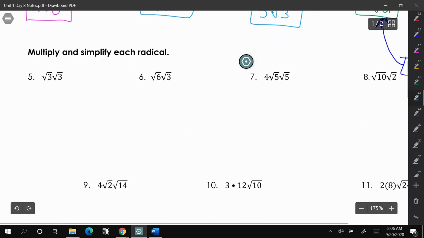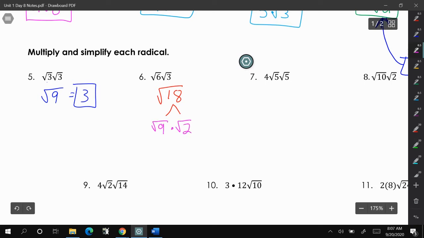Right, now we're down here, we're going to multiply these radicals. The square root of 3 times the square root of 3 would be the square root of 9. Well, the square root of 9 is just 3. And the square root of 6 times the square root of 3, 6 times 3 is 18, so we have the square root of 18. But you can simplify this now. 18 is 9 times 2. And then the square root of 9 is 3. So our final answer would be 3 times the square root of 2.